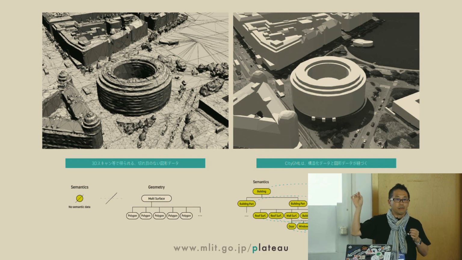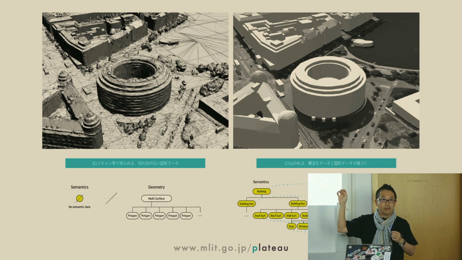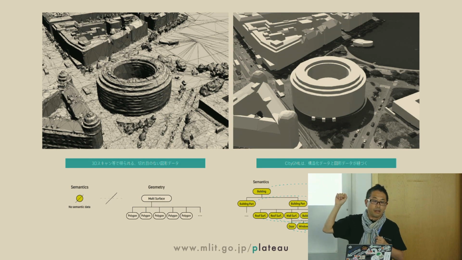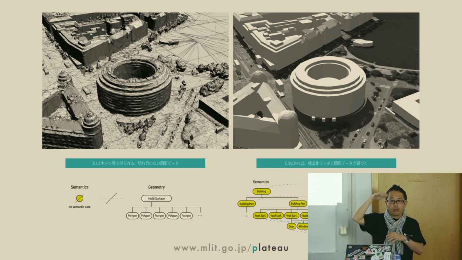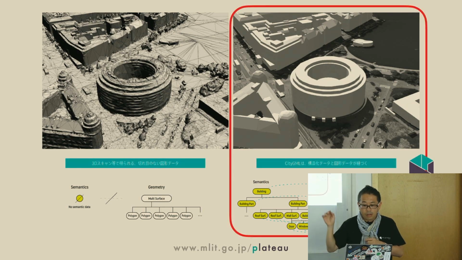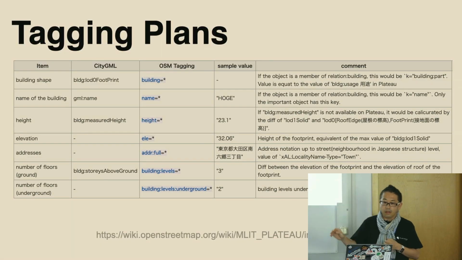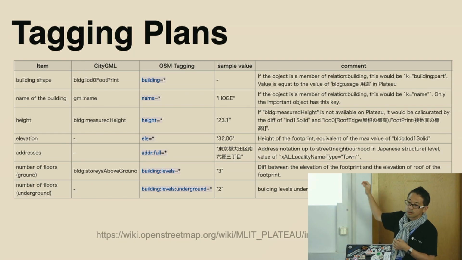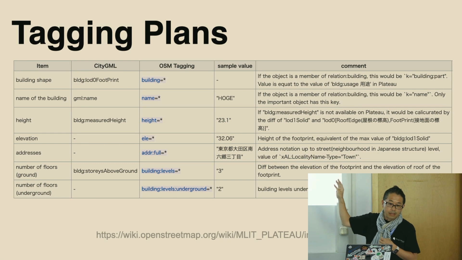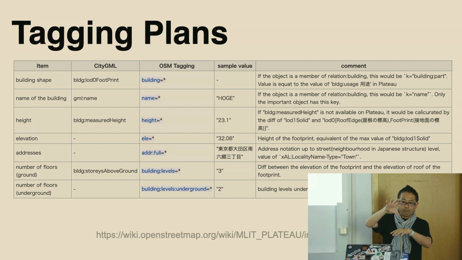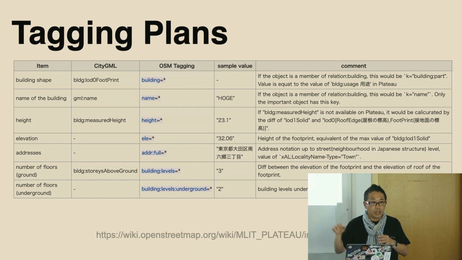Actually, PLATEAU's data is semantic data, so there is a lot of metadata. Google Earth doesn't have that, but PLATEAU data can use the building name, height, and other attributes. So we converted from PLATEAU data with metadata. We chose not all of it, but our tagging plan is building shapes, name, height, and elevation based on the building, number of floors above ground, and underground. So we chose these and we explained it to the community.